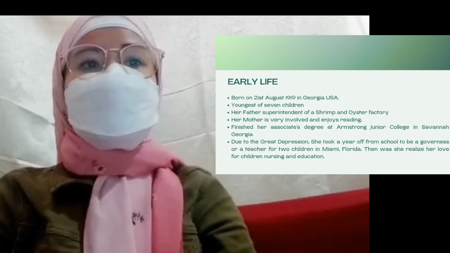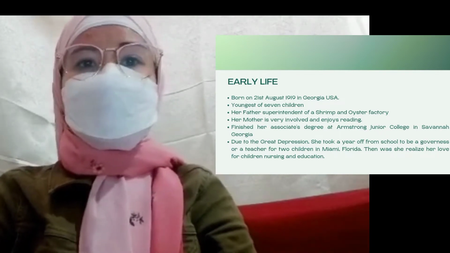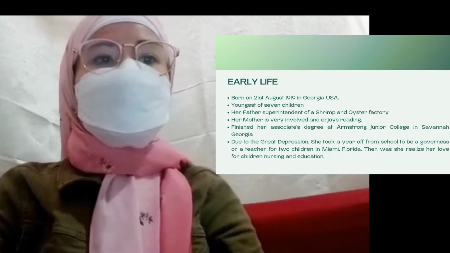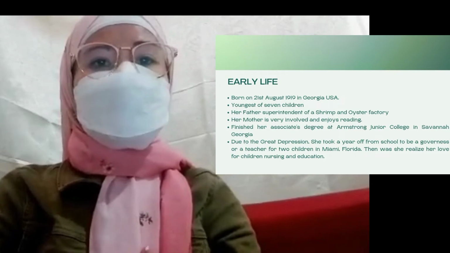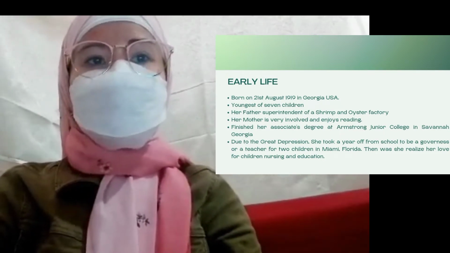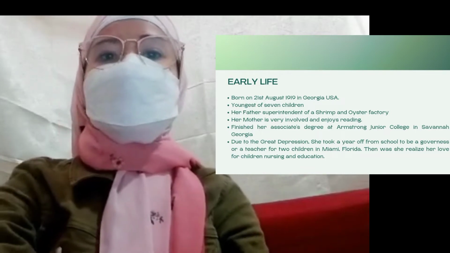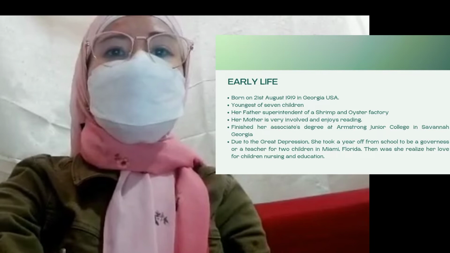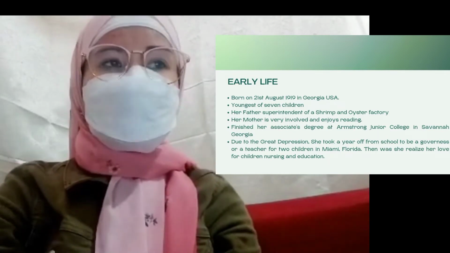She finished her associate's degree at Armstrong Junior College in Savannah, Georgia. Due to the Great Depression, she taught for a year, working as a governess or teacher for 3 children in Miami, Florida. Then Dorothy Johnson realized her love for children, nursing, and education.